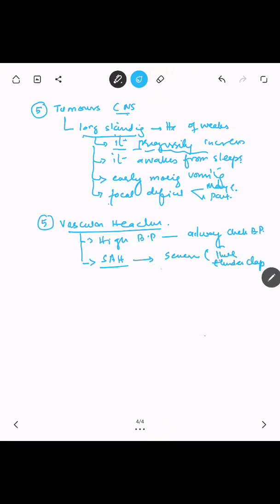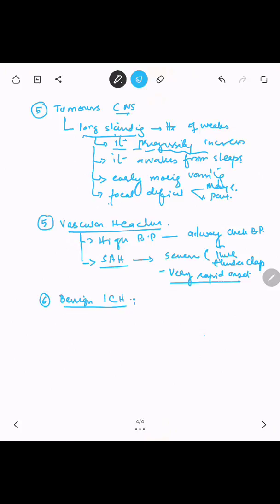Severe, like thunderclap. Okay, very rapid onset. Okay, so in vascular headache, you need to screen for two things: high blood pressure and subarachnoid hemorrhage.